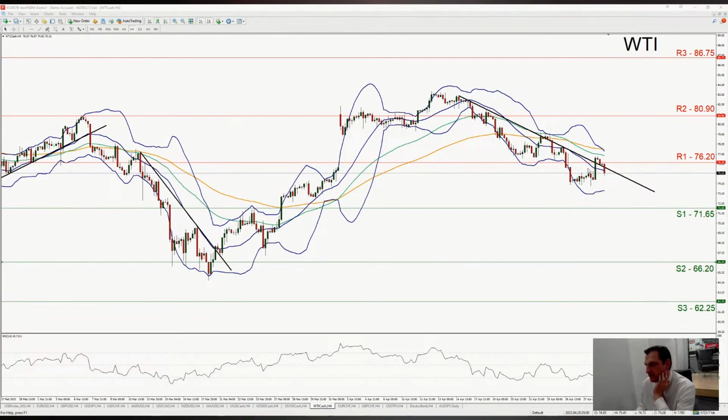Should the bears maintain control though, we may see the price action dropping and breaking the S1 71.65 support line. On the other hand, should the bulls take over, I would expect the commodity's price to rise, break the downward trend line once again, rise above the 76.20 and start aiming for the 80.90.